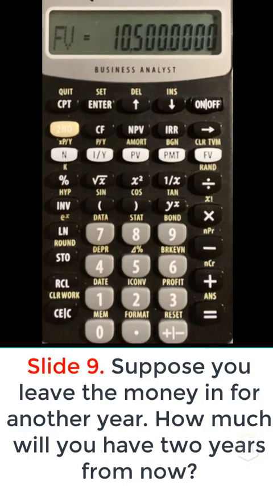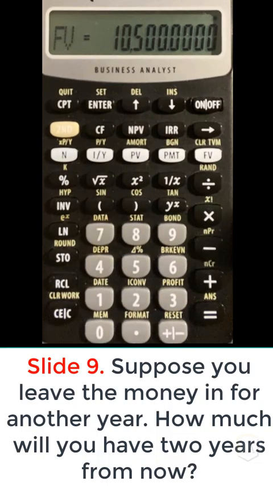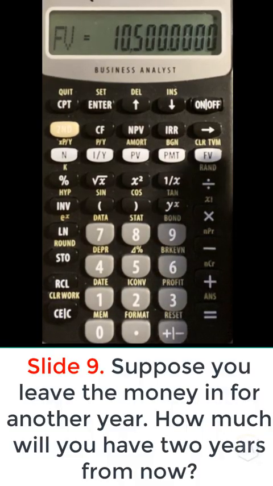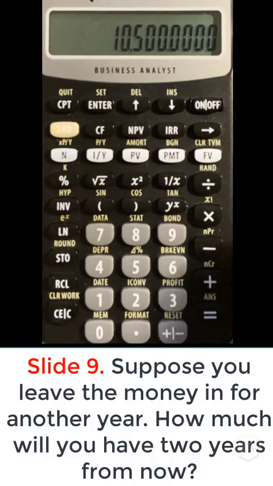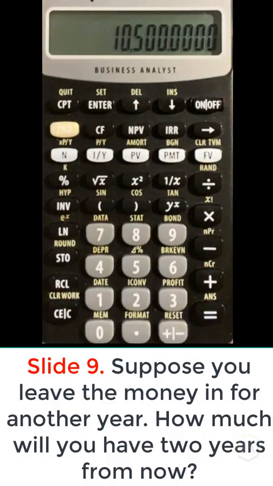Now we're moving on to the second problem, and whenever you are trying to work on a new problem, it is highly recommended you just clear all the previous work. And how do you do that? If you take a look at the letters right above FE, it says clear time value. So it is highly recommended you clear all the work from previous problems by pushing second, clear time value of money. Then all the numbers that are stored in all the variables will be cleared. So you can start from scratch.